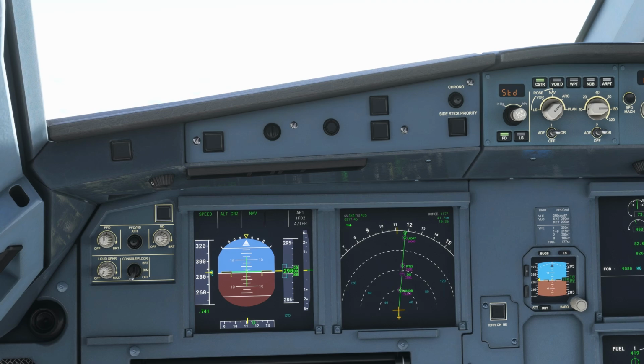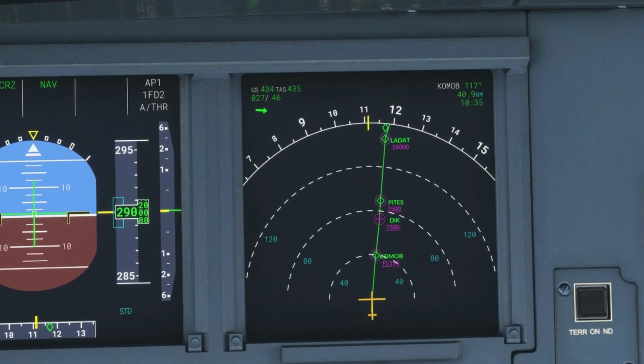Many flight management systems will have a top of climb and top of descent feature. The default Airbus 320neo does not have that function, so this provides us with an ideal opportunity of how do we manually calculate top of descent and also rate of descent. Looking at the route in front of us, we've got to go through Komob, Dick and Pitts, and then Ladat. And at Ladat we need to be at 18,000 feet, or flight level 180.